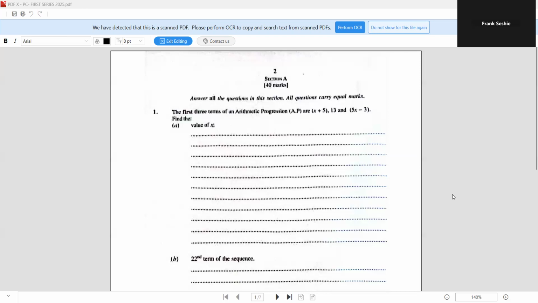So what is our second term? Our second term is 13 minus our first term, x plus 5. And that should be equal to our third term, 5x minus 3, minus our second term, which is 13. So if you proceed from here, you'd have 13 minus x minus 5, 5x minus 3 minus 13. So you can have 13 minus 5, which is 8.